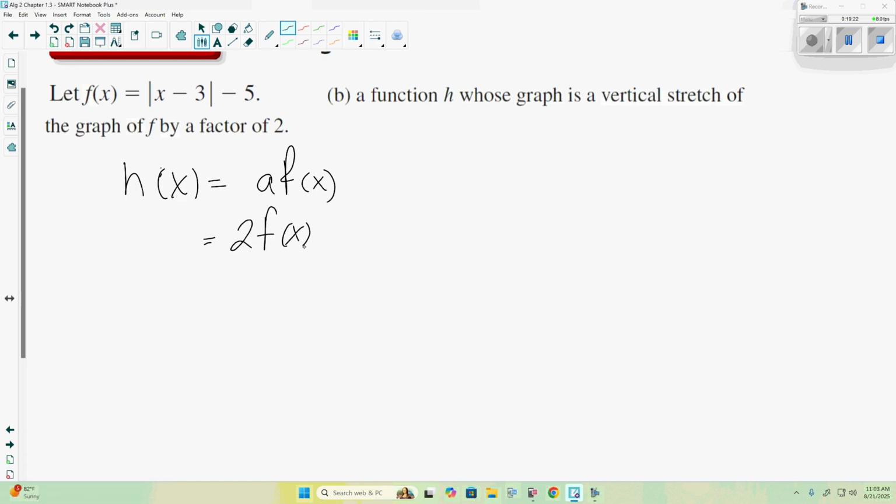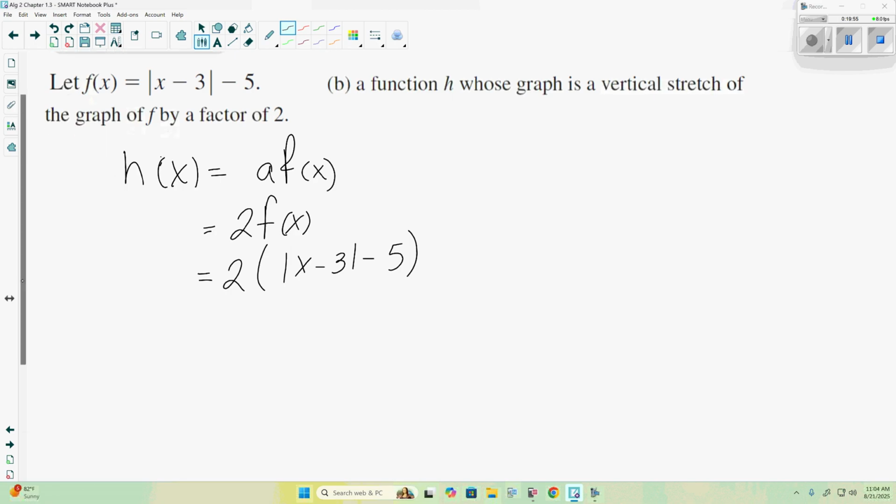Vertical stretch or shrink. Whatever it says that factor is, the scale we're stretching or shrinking it by vertically, we plug it in. It's 2. We replace a with 2. Yes? Did we do anything to our f of x? It's still just f of x. Inside those parentheses, still x, yes? So just like with our reflection across the x-axis, our vertical translation up and down, we're now just going to replace f of x with its function. Absolute value of x minus 3 minus 5.